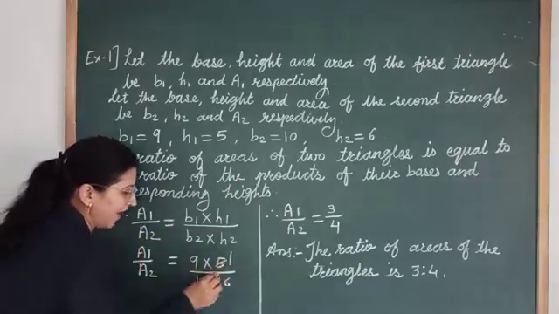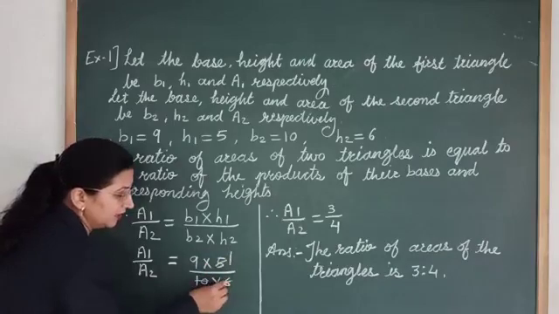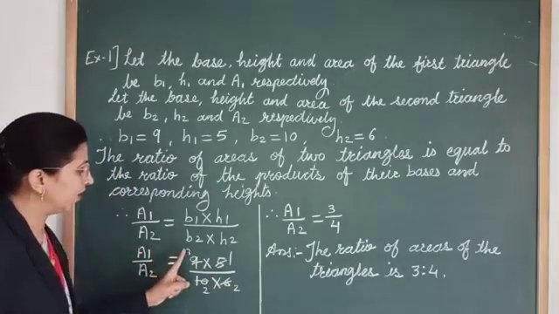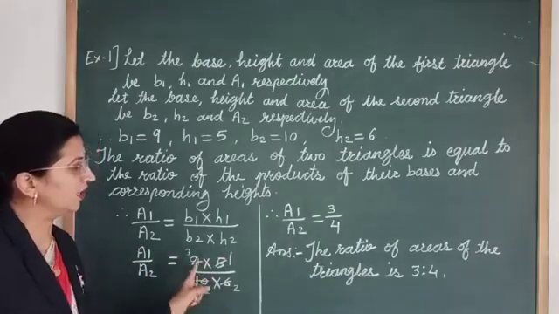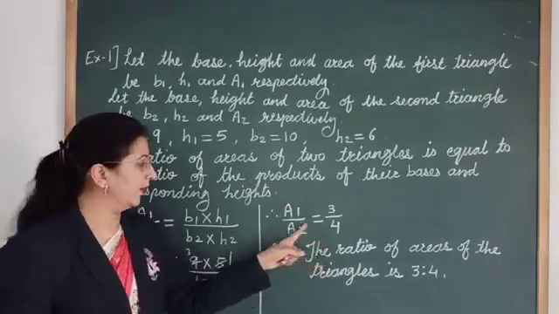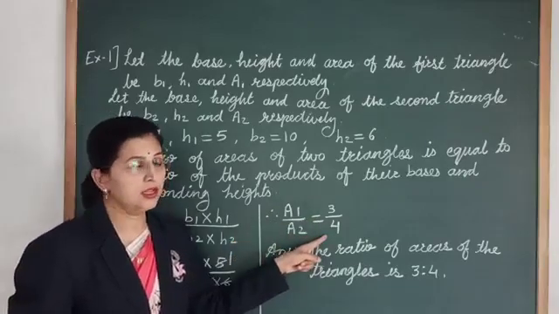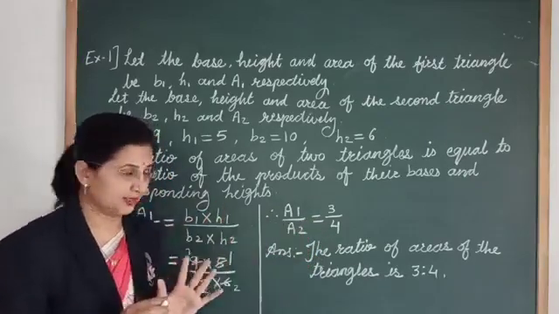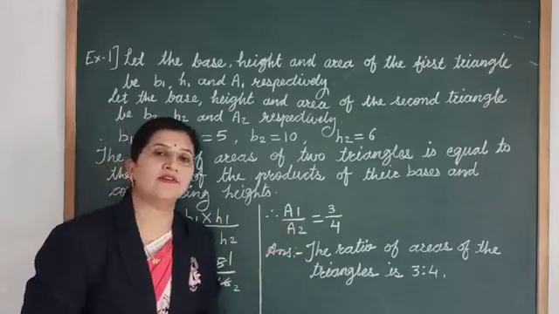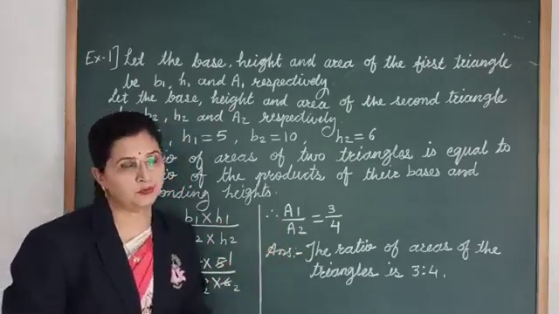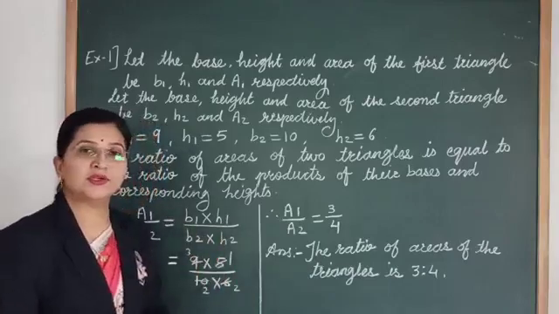So 5 ones are 5, 5 twos are 10, 3 twos are 6, 3 threes are 9. So in this way we got 3 ones are 3, 2 twos are 4. 3 upon 4. Okay. That is A1 upon A2 is equal to 3 upon 4. Okay. So here we have to write the final answer. That is, the ratio of areas of triangles is 3:4. Okay. I hope the solution is clear to you.